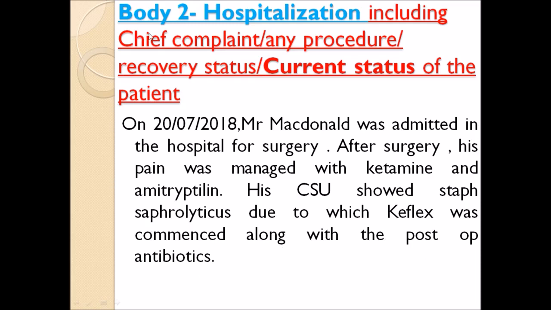So this is the second paragraph in the body of the letter. Here we have mentioned the presenting complaint, that the patient came for surgery, and the procedure we have done, total knee replacement, and after surgery what we have done, we have managed the pain with ketamine and amitriptyline. Then we have also mentioned the ongoing status and the hospital status of the patient in this paragraph as well.